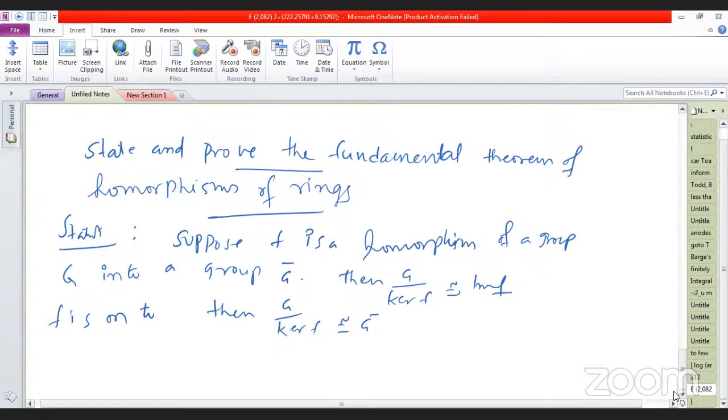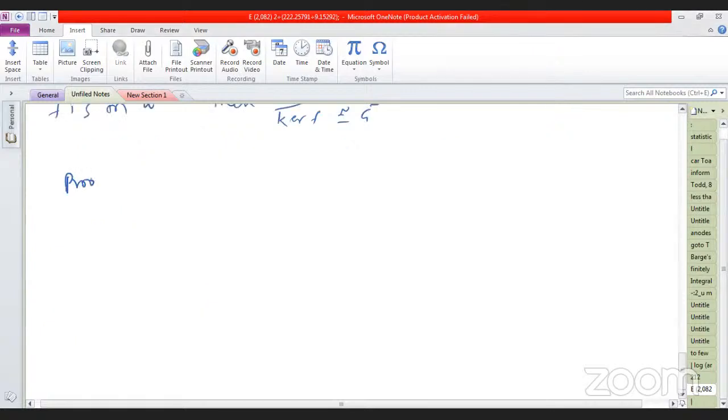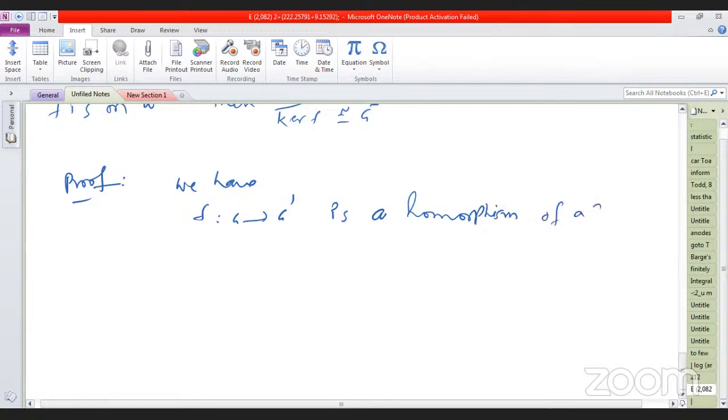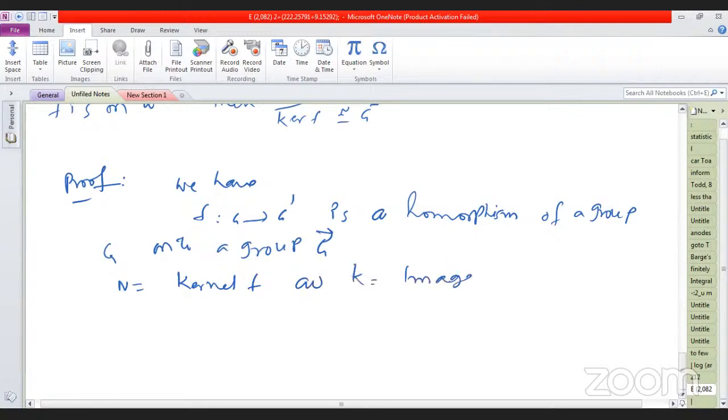Very seriously listen, and if you have any doubts ask; in between I will ask questions also, please. So we have F from G to G dash is a homomorphism of a group G, capital G, onto a group G bar. Am I correct? It's a homomorphism. So therefore we can take N is equal to kernel F and K is equal to image of F.